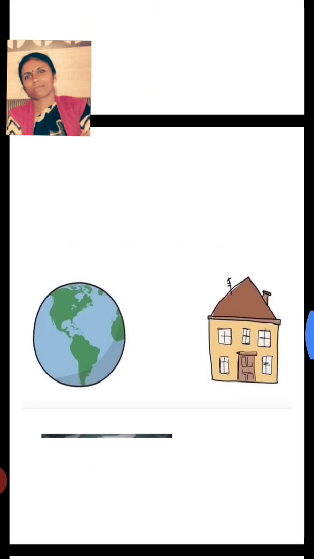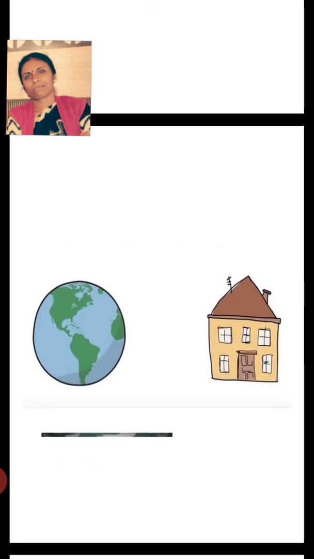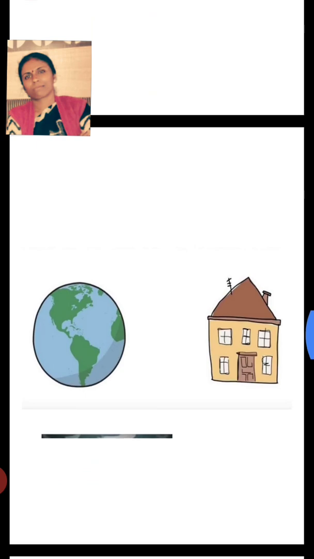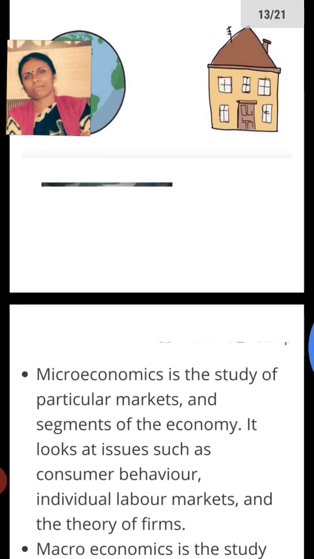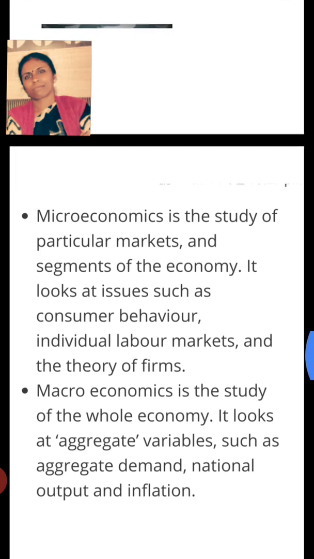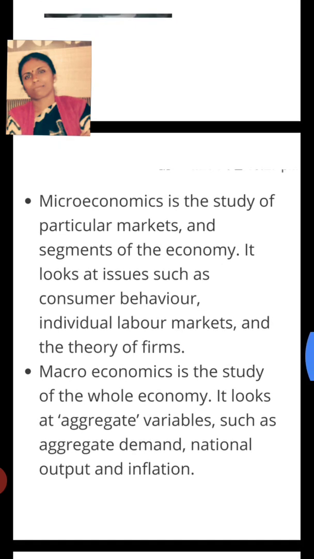See here, micro means small, macro means large. The picture indicates the small house, this is micro, and the globe, that is macro. So coming to the point, what is microeconomics and what is macroeconomics? Microeconomics is the study of particular markets and segments of the economy. It looks at issues such as consumer behavior, individual labor markets, and the theory of firms.